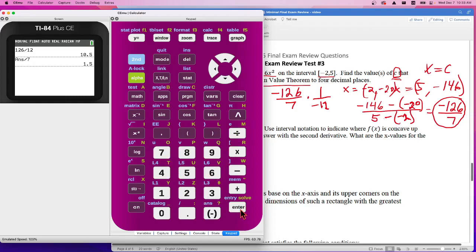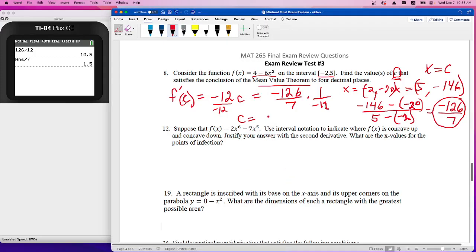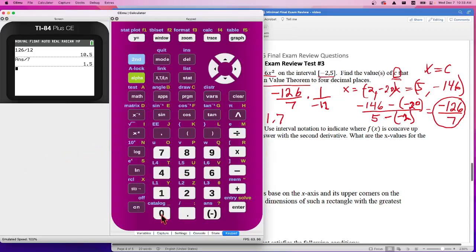It's going to happen at 1.5. Okay, that's an exact value. It's not a repeating decimal. And so what we'll do is we'll actually plug that in. What's negative 126 over 7? So negative 126 divided by 7 is negative 18. I wouldn't have guessed that.